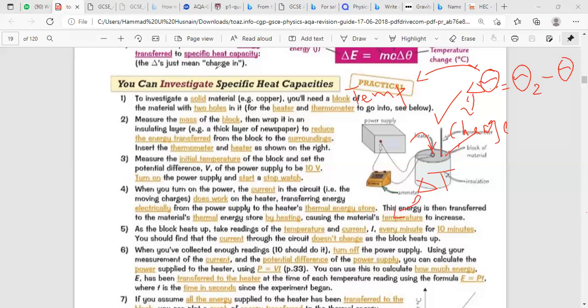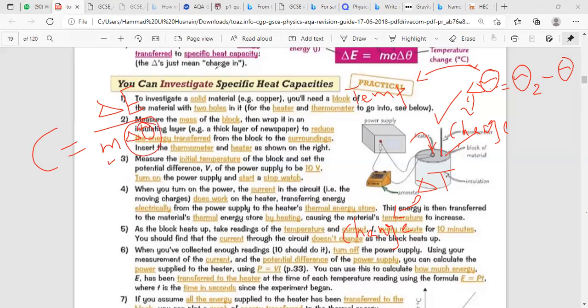This little triangle is delta, and it means change. And T means temperature, or theta means temperature. So we are measuring the change in temperature because it is important. Why? Because we have seen that the heat capacity is equal to delta E, which means change in energy, divided by m, the mass of the body, and delta theta or delta T. Delta theta and delta T are the same thing, the change in temperature. So we need to find all these parameters. First we measured the mass, now we are finding the delta theta.